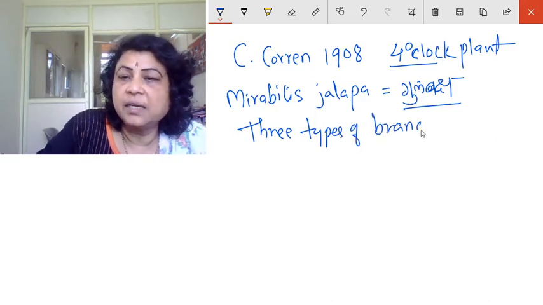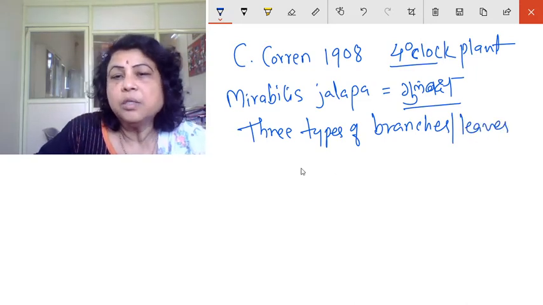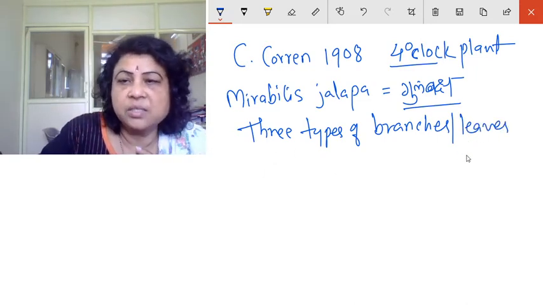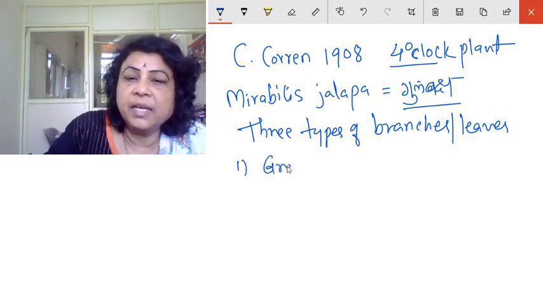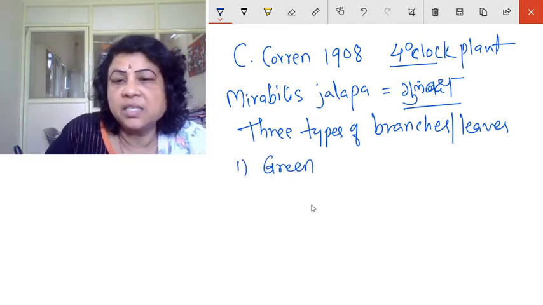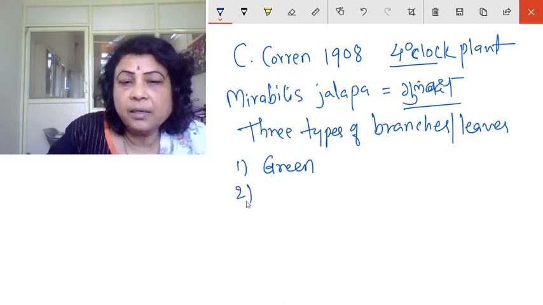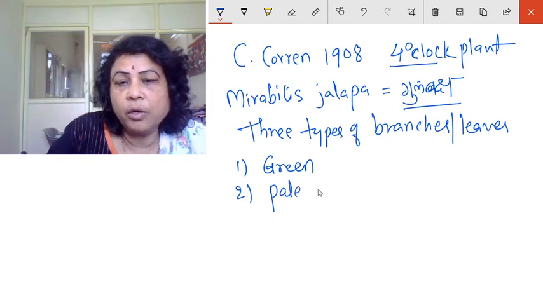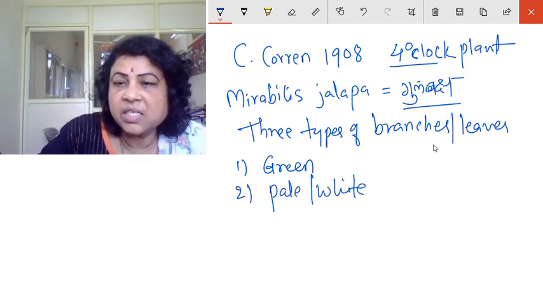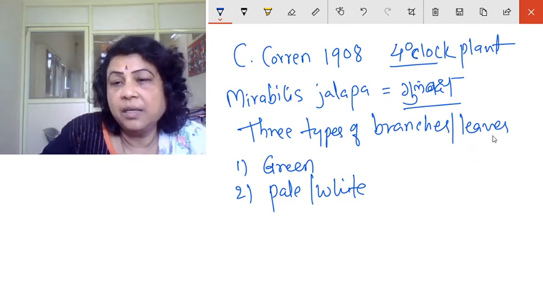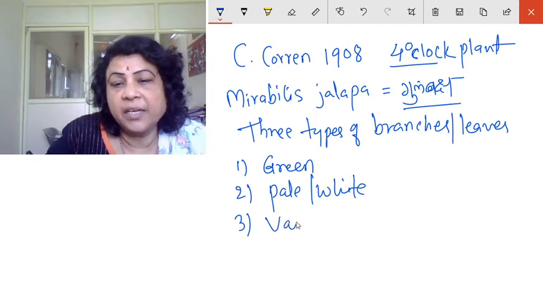There are 3 types of branches, and on them 3 types of leaves. Which are the 3 types of branches or leaves? The first is the completely green, the branches with the green leaves. The second is the pale or the white. That means these branches have white colored leaves. And the third is the variegated.